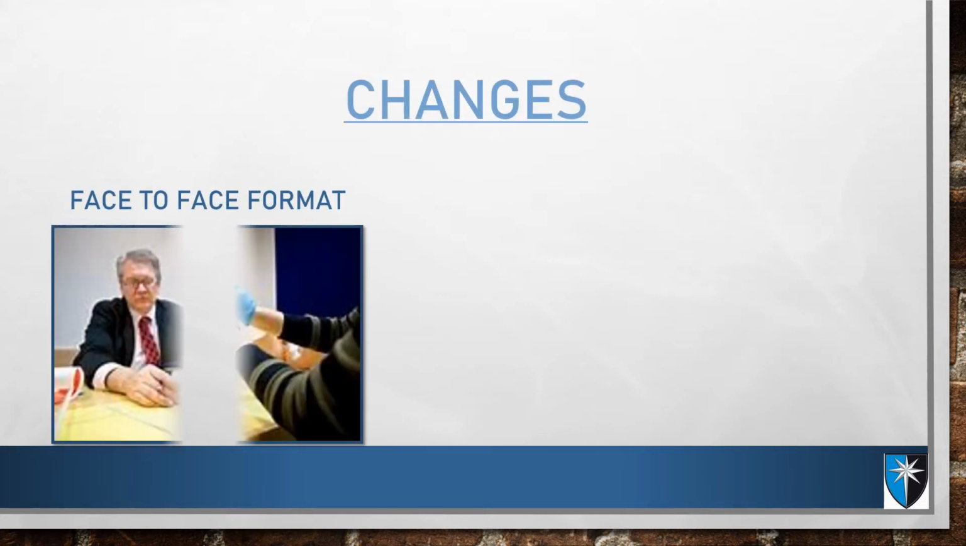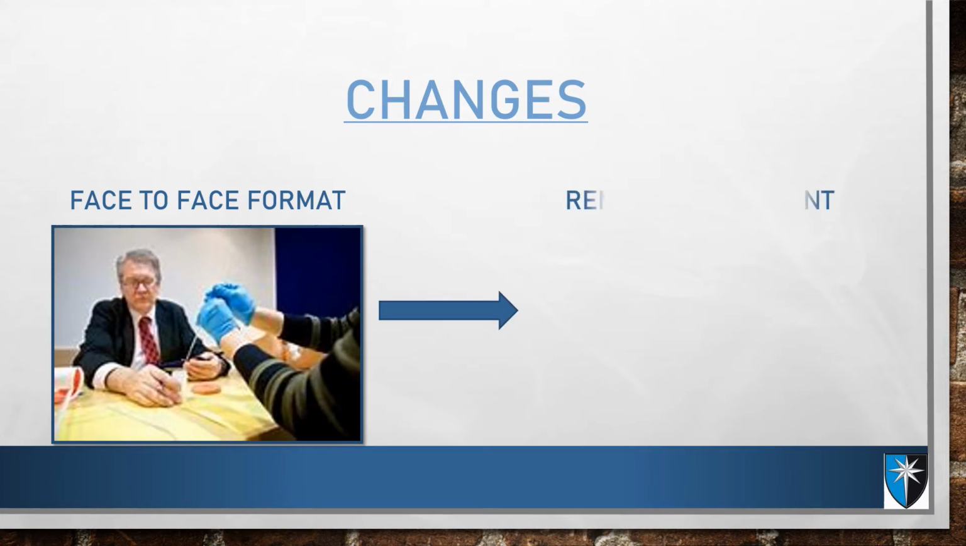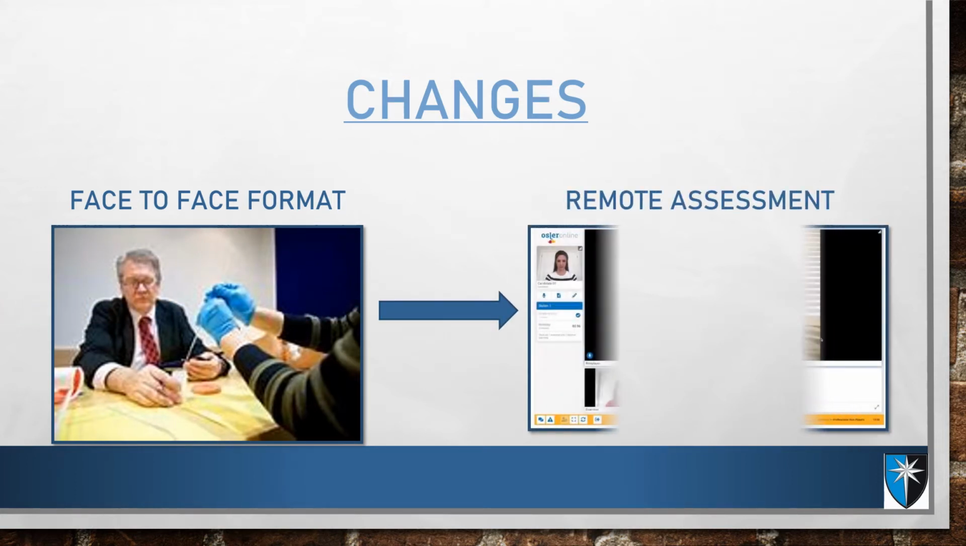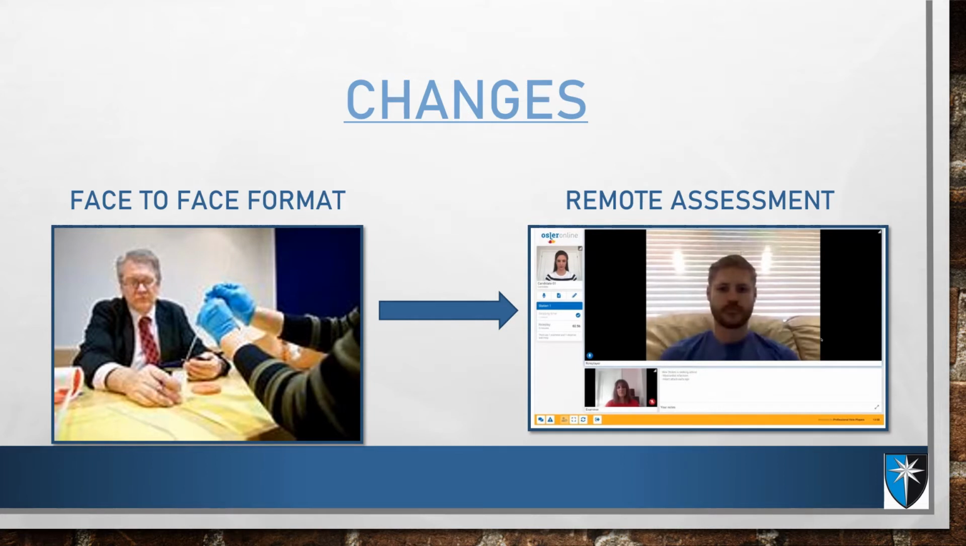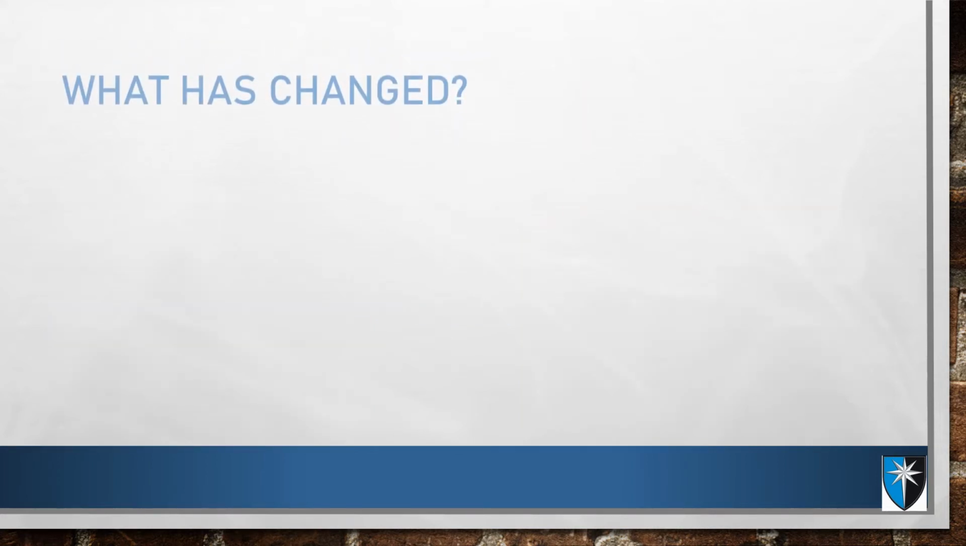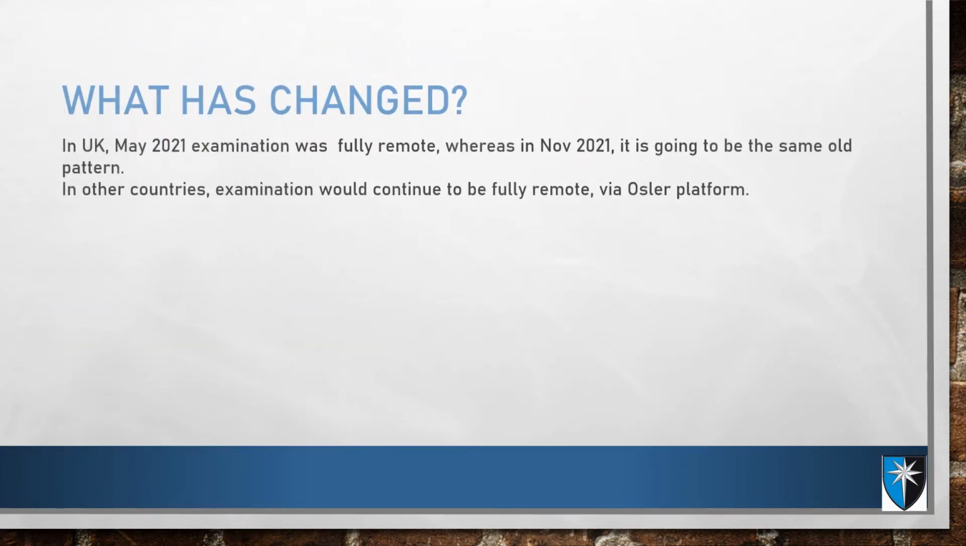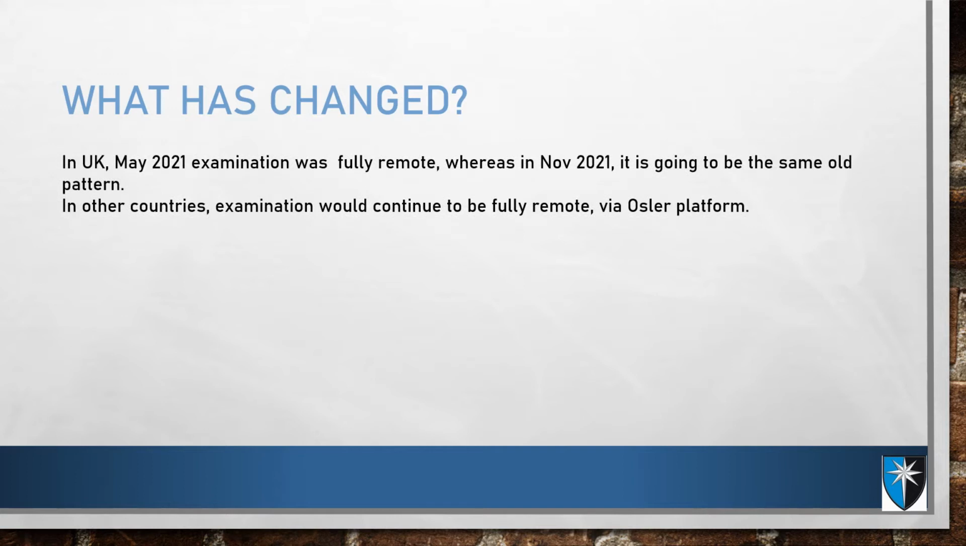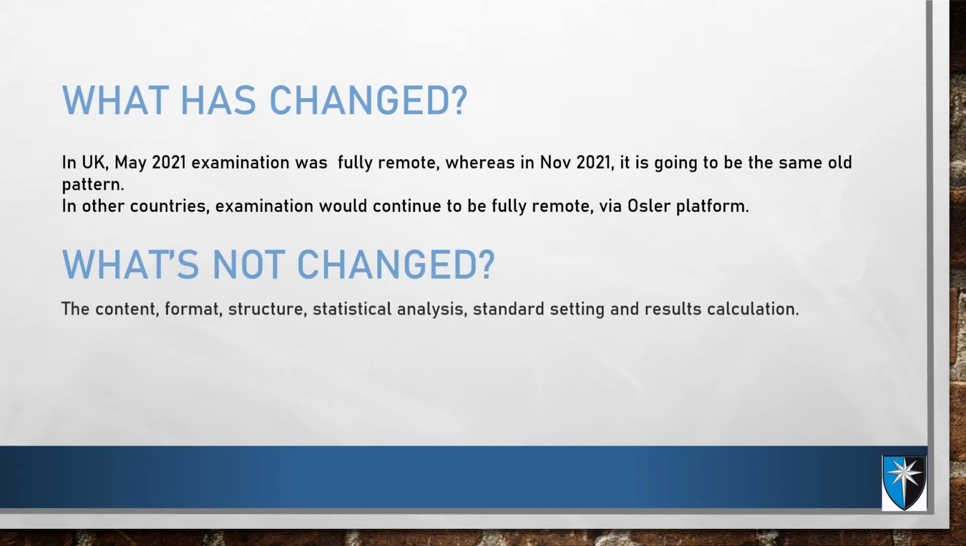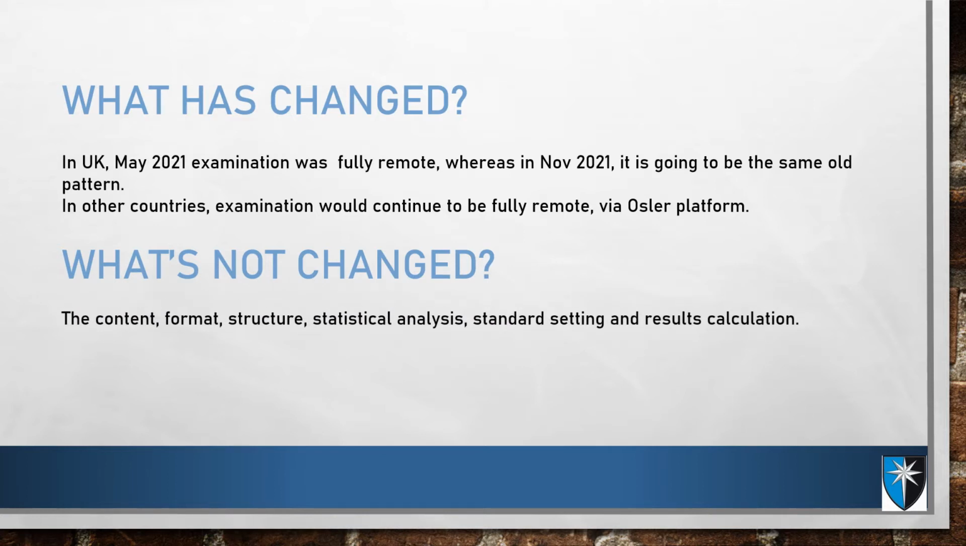Thanks to the pandemic, the assessment has changed from face-to-face to remote assessment in all countries except the United Kingdom. Now, what has changed? The UK had fully remote assessment last May, but will have the same old face-to-face pattern this November. For the rest of the countries, it is going to be a fully remote assessment. And what's not changed? The content, format, structure, statistical analysis, standard setting, and results calculation.